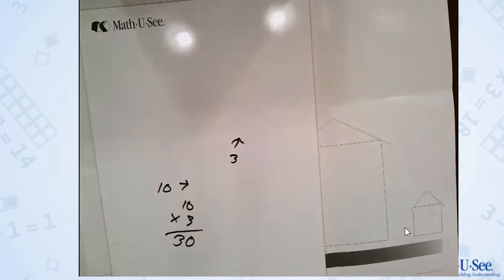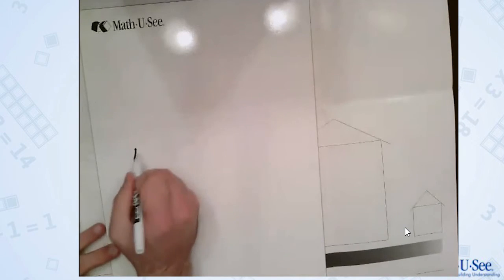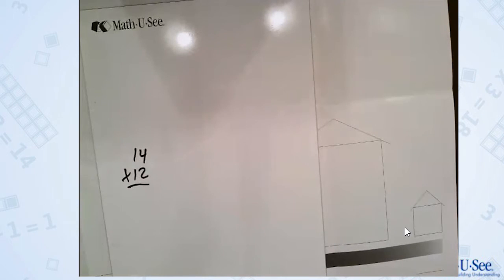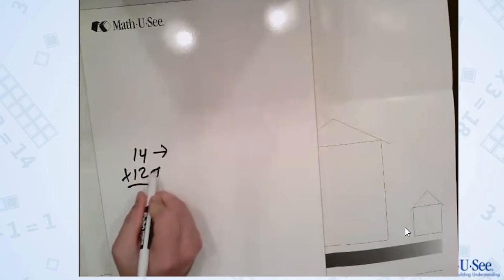Now, as we jump up to doing larger problems, we might do 14 times 12. And when I do a problem like this, I always take the top one and build it over, and the bottom one and build it up.